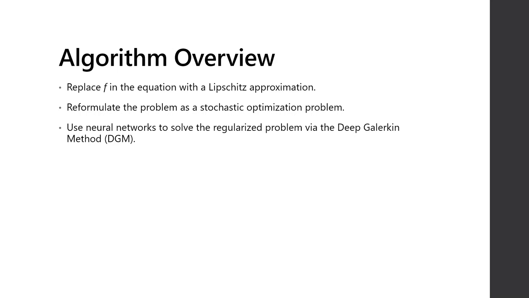First, we need to replace f in the equation with a Lipschitz approximation. Then reformulate the problem as a stochastic optimization problem. Finally, we are going to use neural networks to solve the regularized problem via the deep Galerkin method.